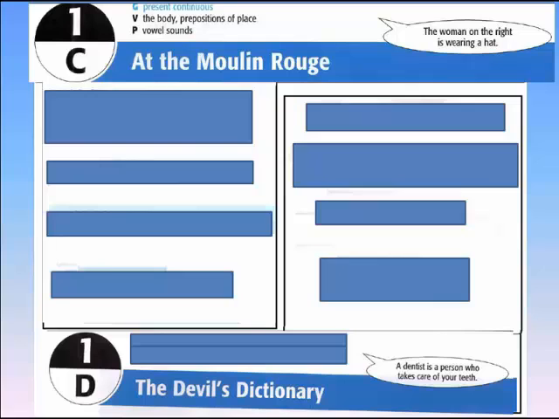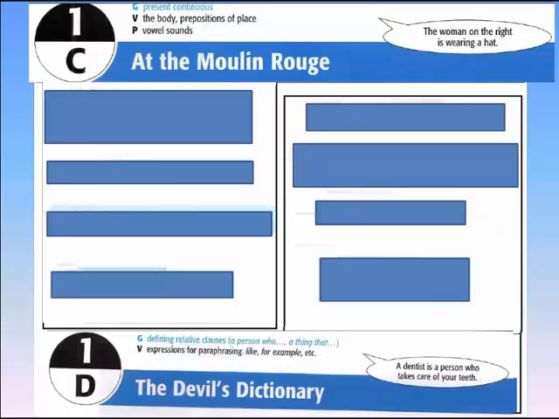In Unit 1D, the Devil's Dictionary, we will be studying defining relative clauses. That is, how to create sentences saying, for example, a teacher is a person who... A cell phone is a thing that... How to describe objects. And we also have a vocabulary section using elements to paraphrase. Paraphrase is when you cannot say one thing directly and you find a different way of describing that.